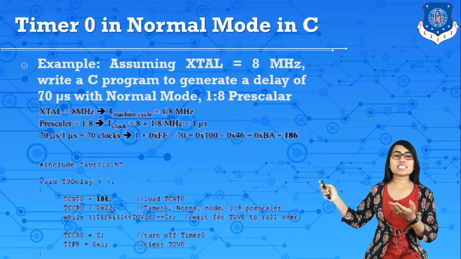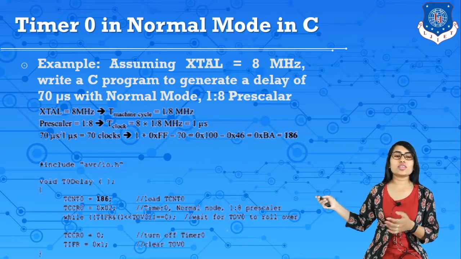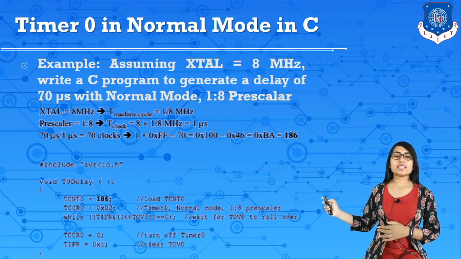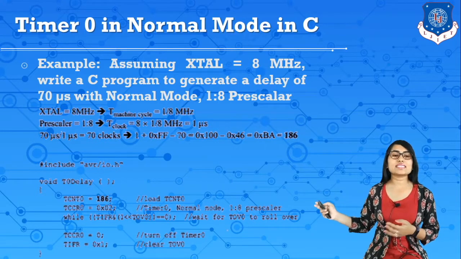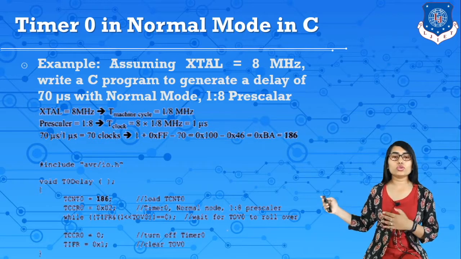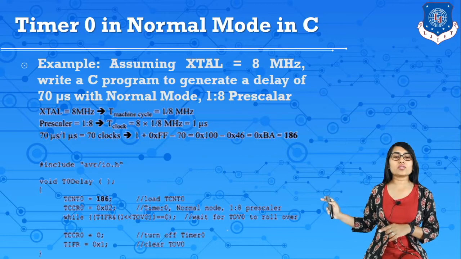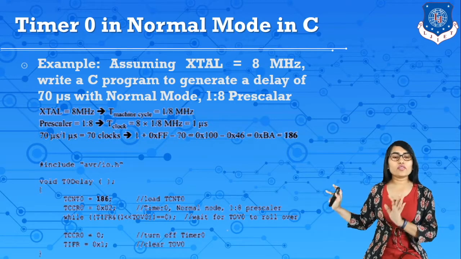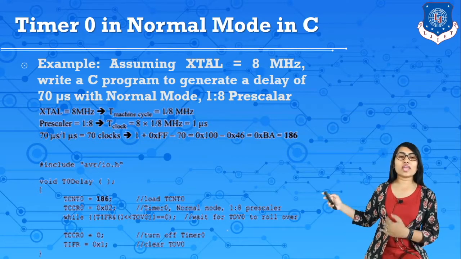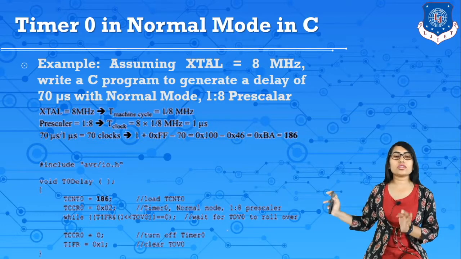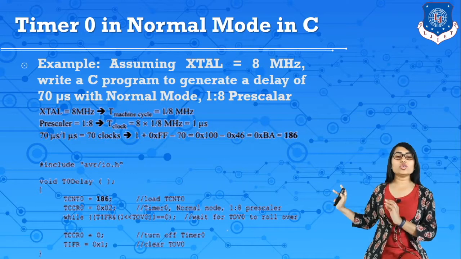So first include avr/io.h, then use void T0delay, and then TCNT0 is equal to 186, then TCCR0 is equal to 0x02. So load the values: timer 0, normal mode, prescaler 8, that's why it is 02. Then while TIFR and 1 shifted into TOV0 are equal to 00, wait over here. Whenever it becomes 1, then execute the next: TCCR0 is equal to 0, TIFR0 is equal to 0x01. So it will clear the TOV0 flag.